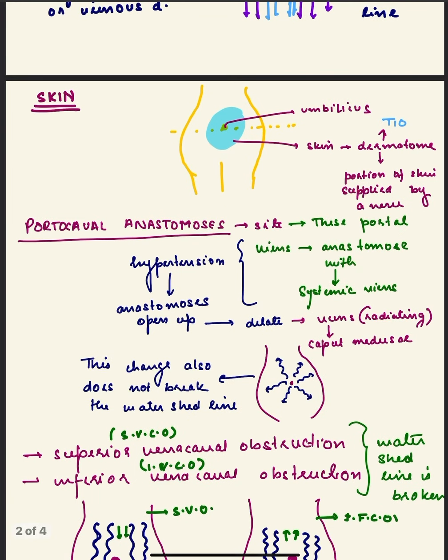Now we'll discuss the skin around the umbilicus. This is the umbilicus here, and this is the approximation of the surrounding skin. The skin here, or the dermatome, what is a dermatome? A dermatome is a portion of skin that is supplied by a particular nerve. The skin or the dermatome here is supplied by the T10 spinal nerve.